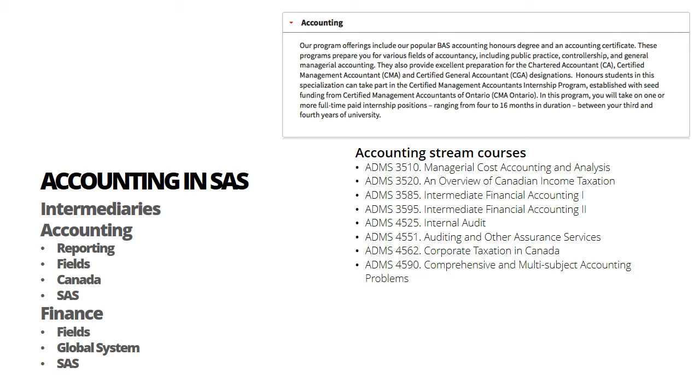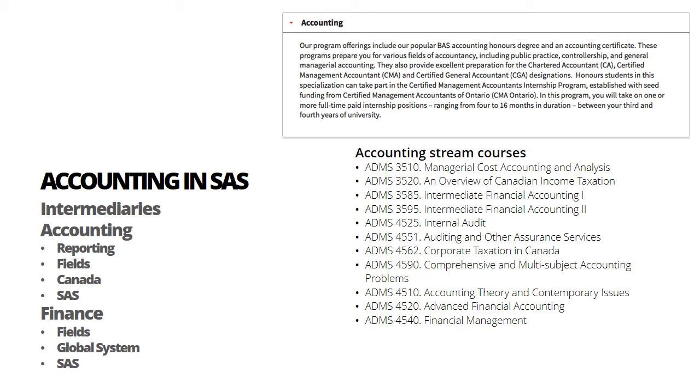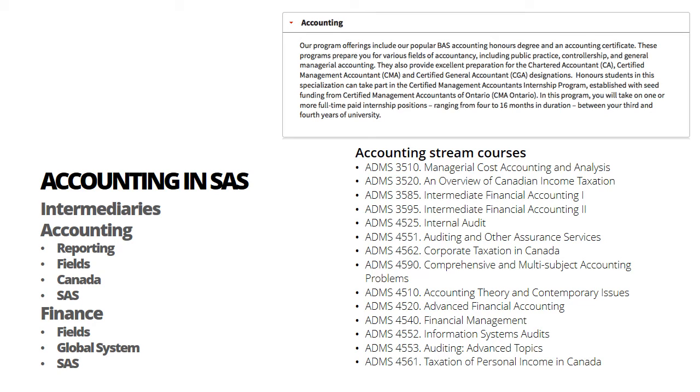Comprehensive and Multi-Subject Accounting Problems; 4510, Accounting Theory and Contemporary Issues; 4520, Advanced Financial Accounting; 4540, Financial Management; 4552, Information System Audits; 4553, Auditing Advanced Topics; 4561, Taxation of Personal Income in Canada; and 4570, Management of Planning and Control Systems.